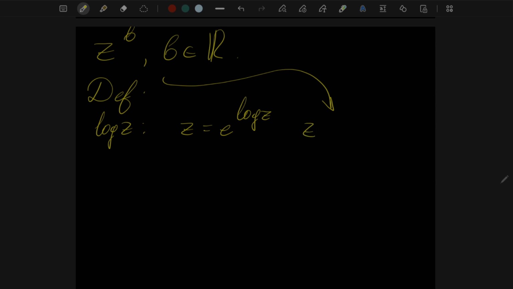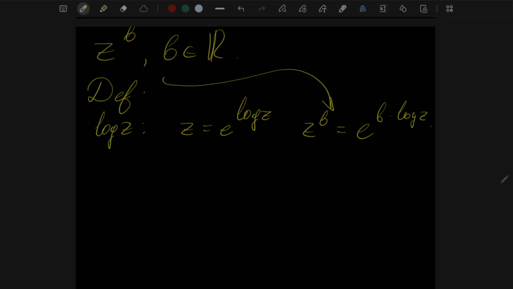Now, we will consider the value of z to the power of b, where b is a real number. We define for that a complex logarithm. So the log z is basically such a value such that z is equal to e to the power of log z. And then we define z to the power of b as e to the b times log z.